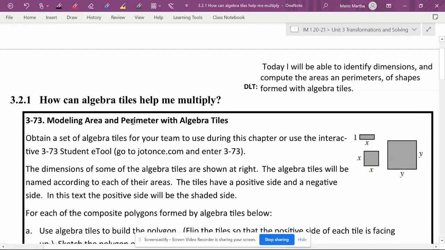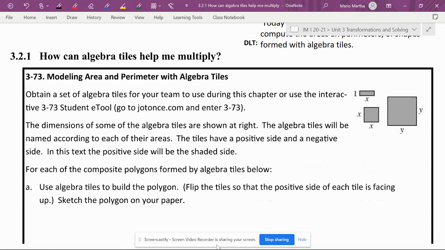Welcome back to IM1. Today's topic is 3.2.1, how can algebra tiles help me multiply? Today I will be able to identify dimensions and compute the areas and perimeters of shapes formed with algebra tiles. So we're going to be looking at modeling area and perimeter using the algebra tiles. Again, the main objective today is for you to distinguish the difference between what is area and what is perimeter. So let's look at the first question, 3.2.3.